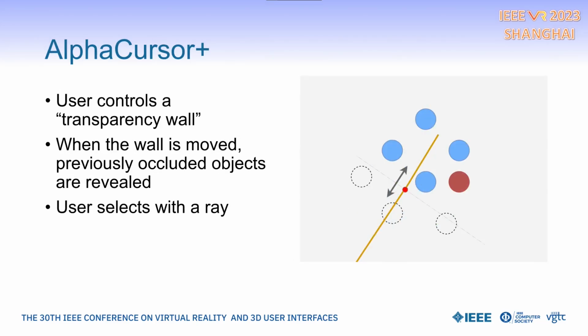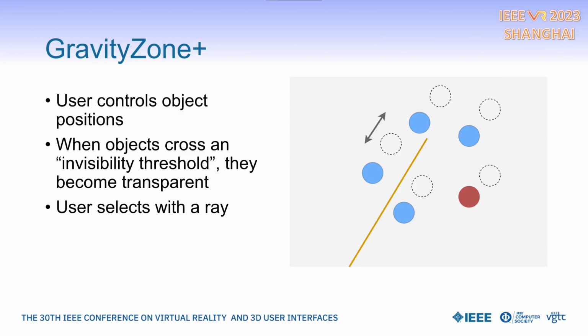Alpha cursor turns the objects in a virtual environment transparent when they are at a threshold distance from the user. The user controls this threshold distance by tilting a joystick. This effectively moves a transparency wall towards and away from the user, revealing objects that are occluded in the environment. The actual selection is then done with raycasting. Gravity zone, instead of moving the wall, translates the objects themselves, and when those cross the invisibility wall, they become transparent. Selection is also done with raycasting.